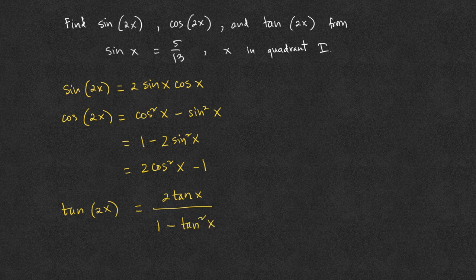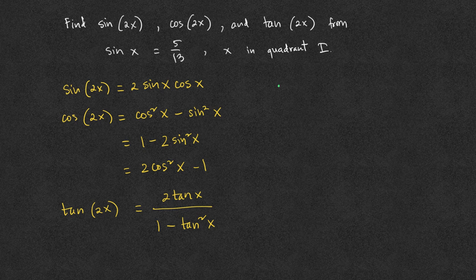Because of these, to evaluate sine, cosine, and tangent of 2x, we will need to know sine of x and cosine of x. But sine of x is given as 5 over 13, where x is in the first quadrant. We will use this information to find cosine of x. We will present two different methods to find the remaining trigonometric functions, but you only need to decide on one method that works best for you.